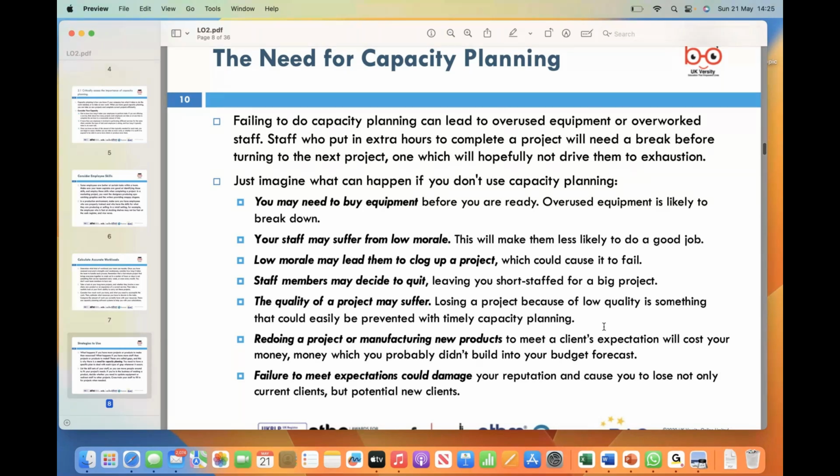Another aspect to consider is the financial impact. Without proper capacity planning, you may have to redo projects or manufacture new products to meet client expectations. These unexpected costs were likely not included in your budget forecast, putting a strain on your finances and potentially affecting your profitability.